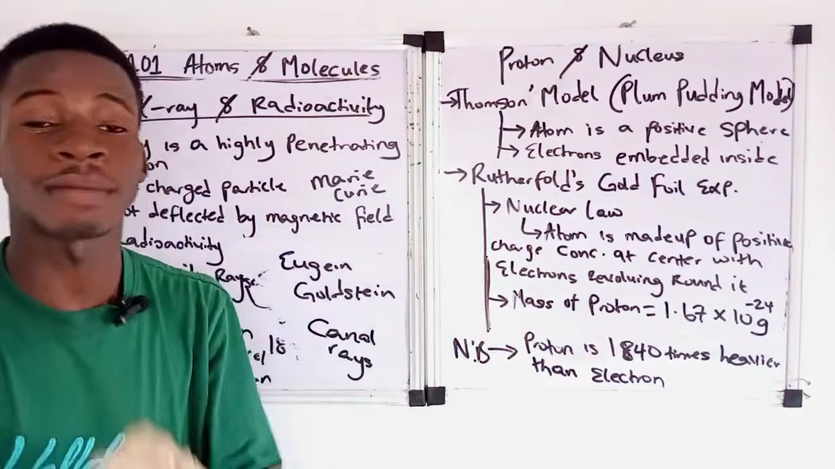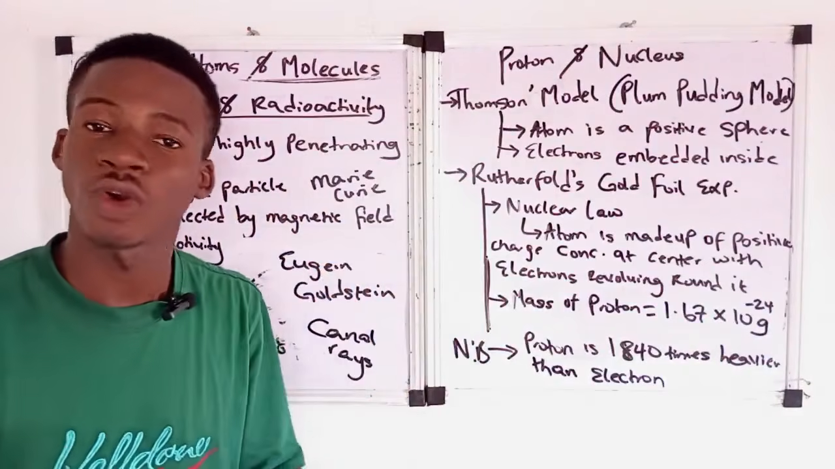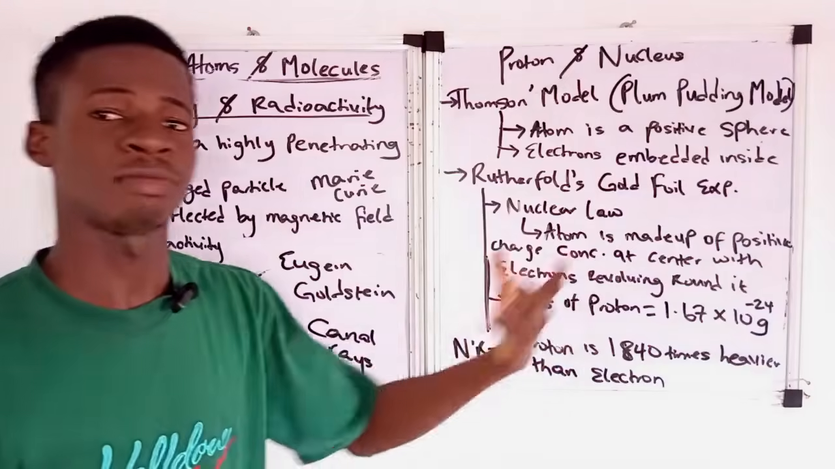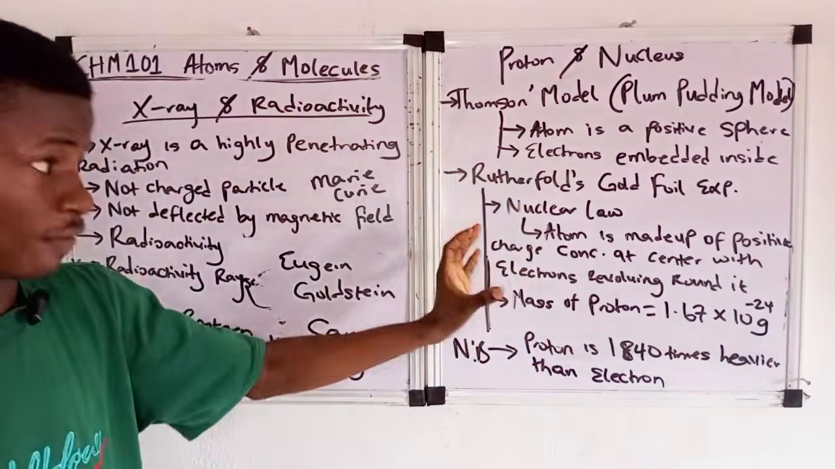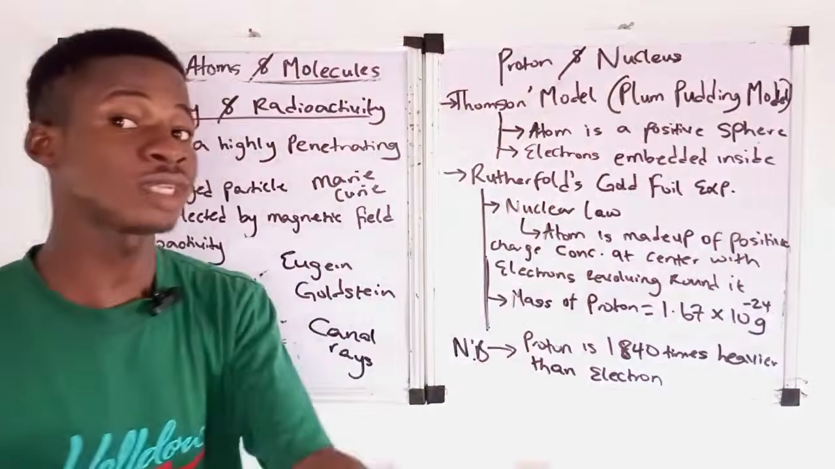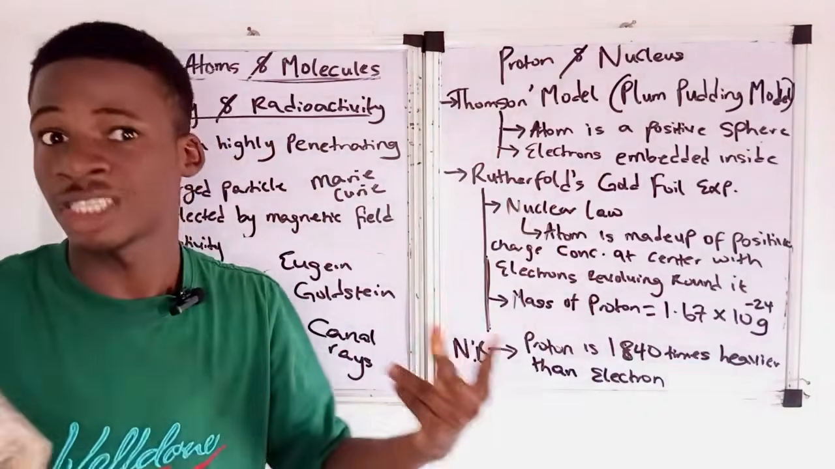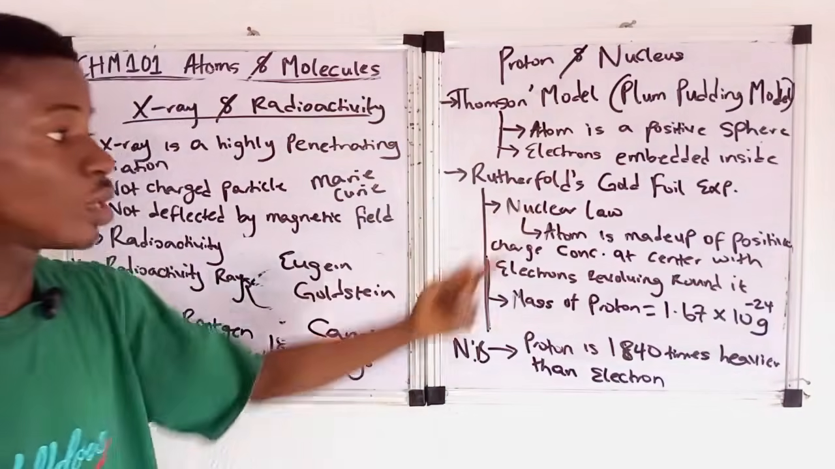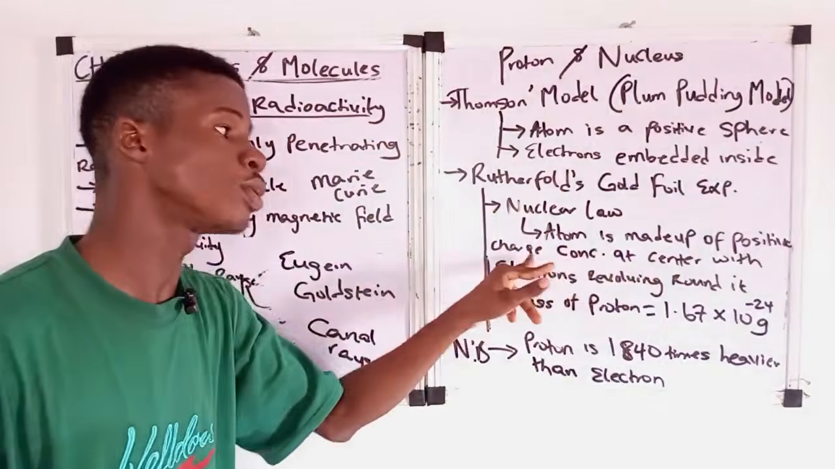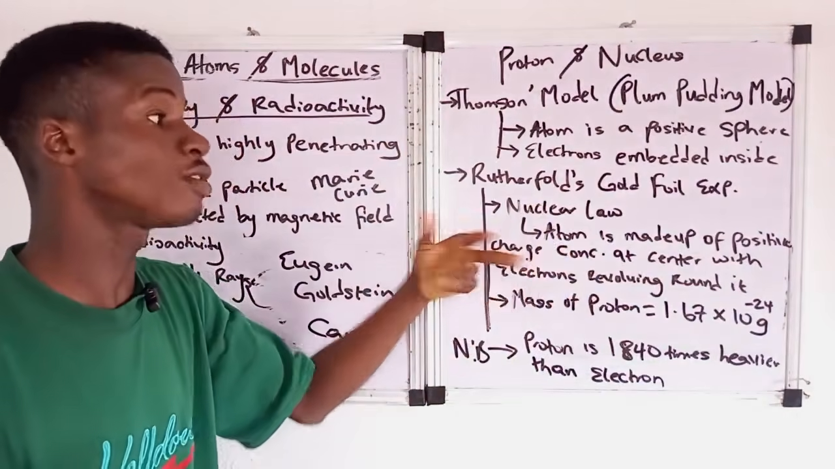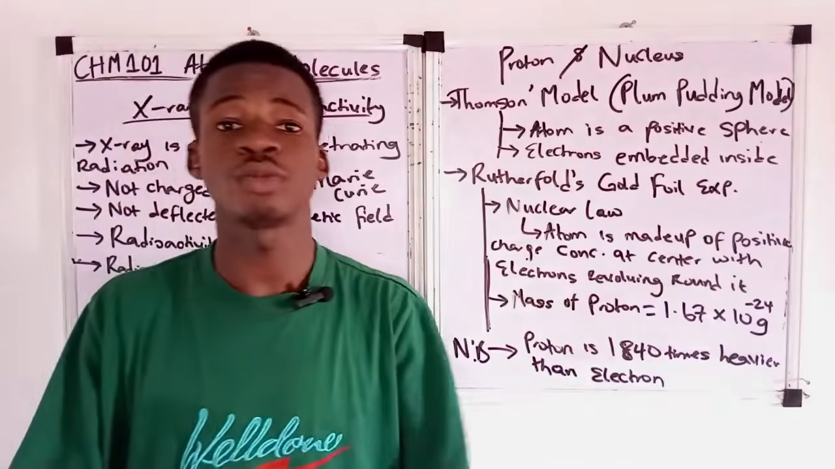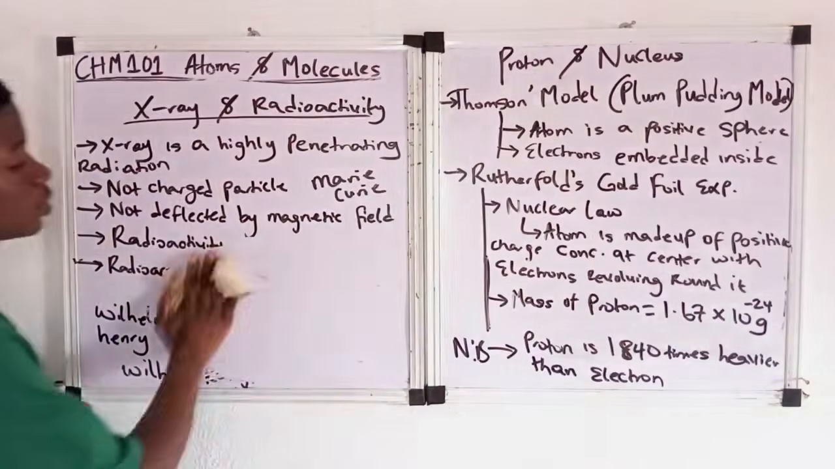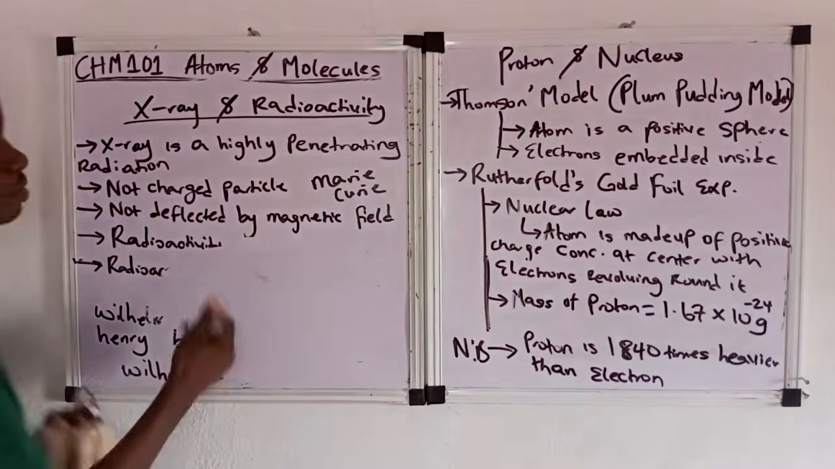During this experiment, gold foil was bombarded by high energy alpha particles, and it was found that most of the alpha particles passed through the gold foil. Few of them were deflected, while few bounced back. It was from this experiment that Rutherford gave the nuclear law and discovered the nucleus and proton. He said that an atom is made up of a positive charge center.